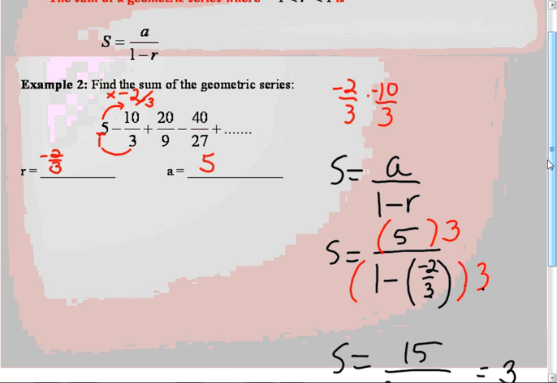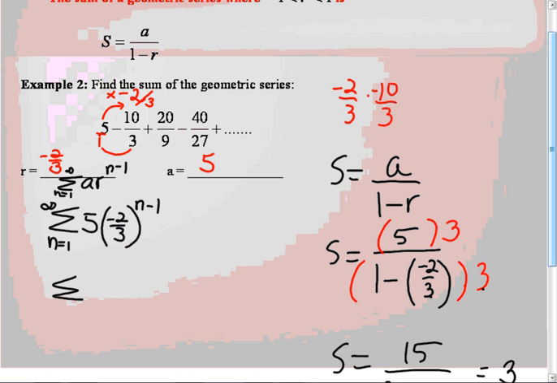Now, they might ask you for the nth term. Okay, girls, they might ask you for the nth term. So what is this? What's A? 5. Remember, it's sigma A r to the n minus 1, where n starts at 1 and goes to infinity. And it's r, which is negative 2/3, to the n minus 1, n equals 1 to infinity. You could put that on your calculator, or your 84, and start with n equals 1 to 10.